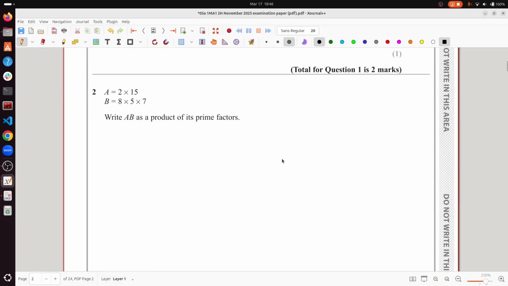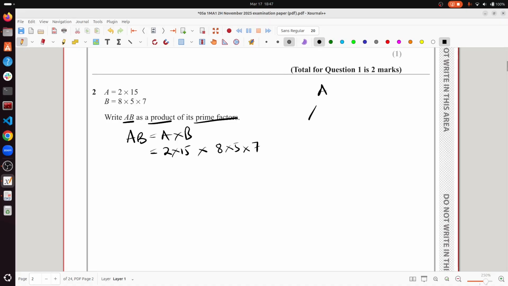Going back to the question, number 2 says A is equal to 2 times 15 and B is equal to 8 times 5 times 7. It says write AB as a product of its prime factors. So AB as a product of its prime factors. AB is the same thing as A times by B, which is the product. And my A is 2 times by 15. And my B is 8 times by 5 times by 7.